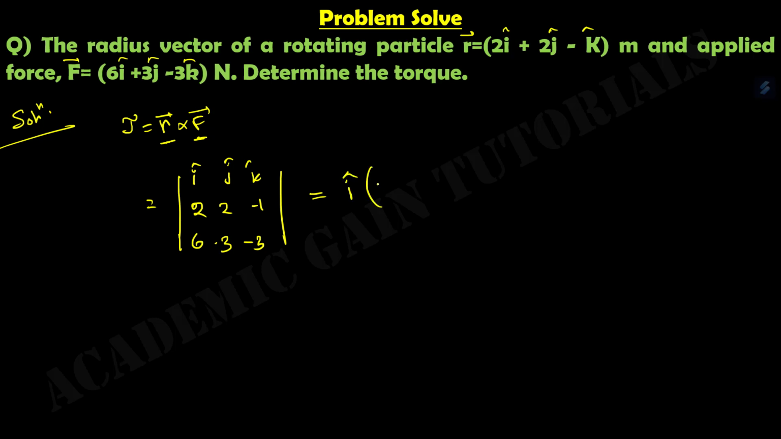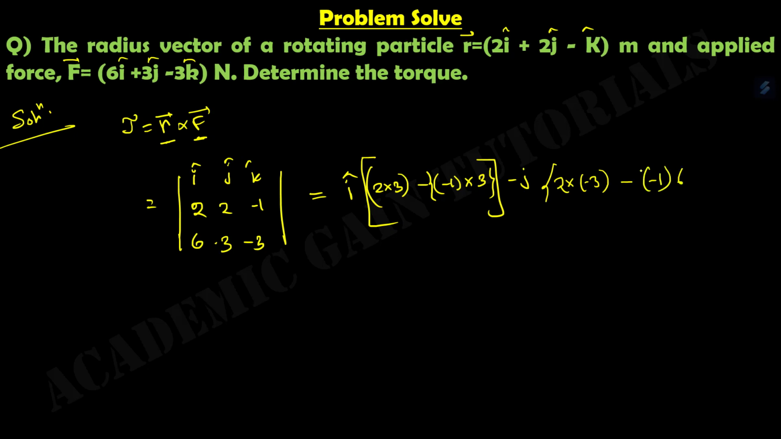It will have i times (2 into 3 minus 1 into 3), minus j times (2 into minus 3 minus 1 into 6), plus k times (2 into 3 minus 2 into 6).